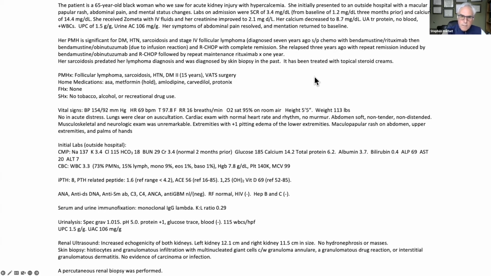As Prabir brought up, diabetes could do it too. Amyloid could do it. Again, inflammation in the kidney itself could do it. And she is tiny. So, she's only 113 pounds and 5'5". So that might be even really big for her.